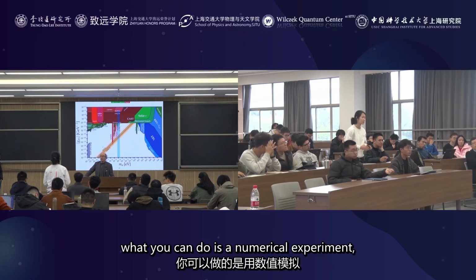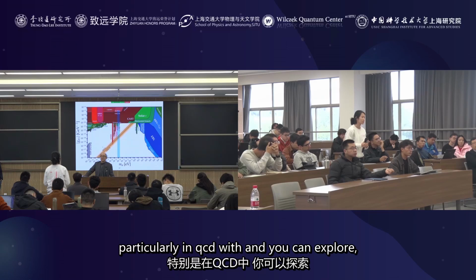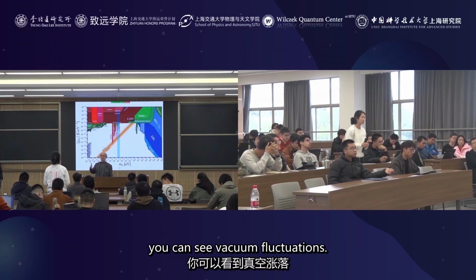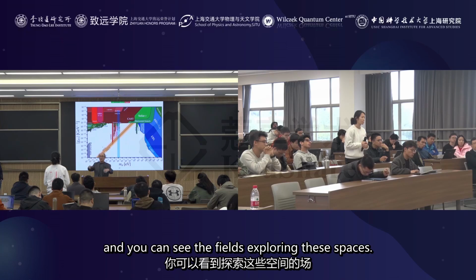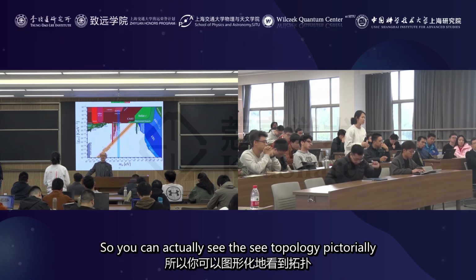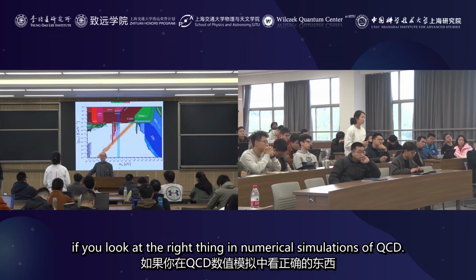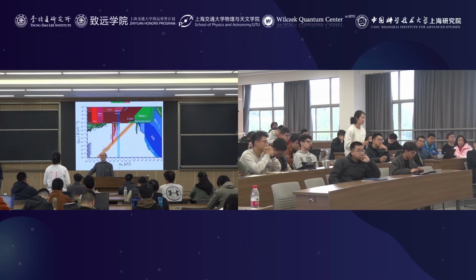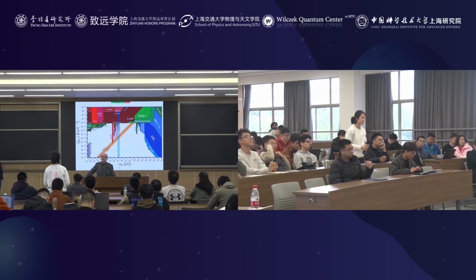Now what you can do is numerical experiments, particularly in QCD. You can see vacuum fluctuations, you can see the dynamics of gluon fields, and you can see the fields exploring these spaces. So you can actually see topology pictorially if you look at the right thing in numerical simulations of QCD. So in numerical experiments, it's very concrete.